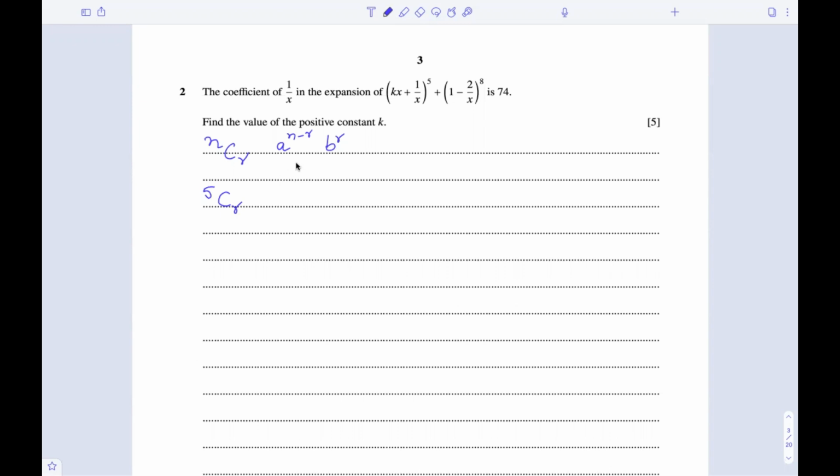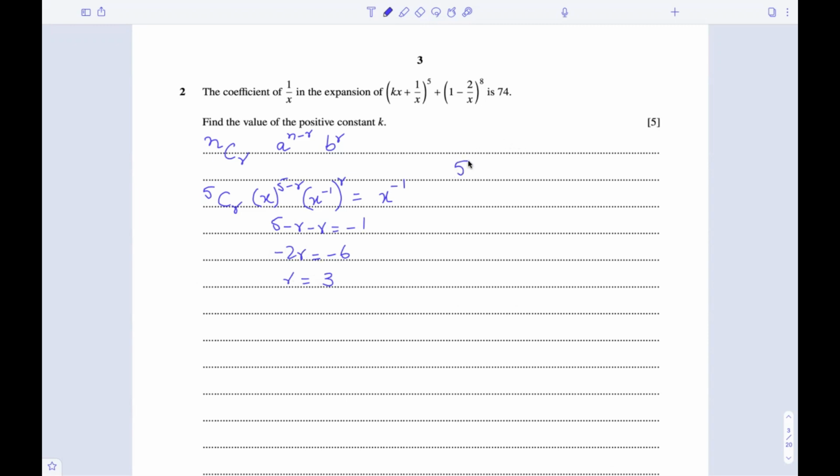The variable a is x to the power 5 minus r, and the variable b is x to the power minus 1 to the power r, and we need the coefficient of 1 upon x, so we can say we need x to the power minus 1. Simplifying, we get 5 minus r is equal to minus 1. So minus 2r is equal to minus 6. So we can say that r is equal to 3.